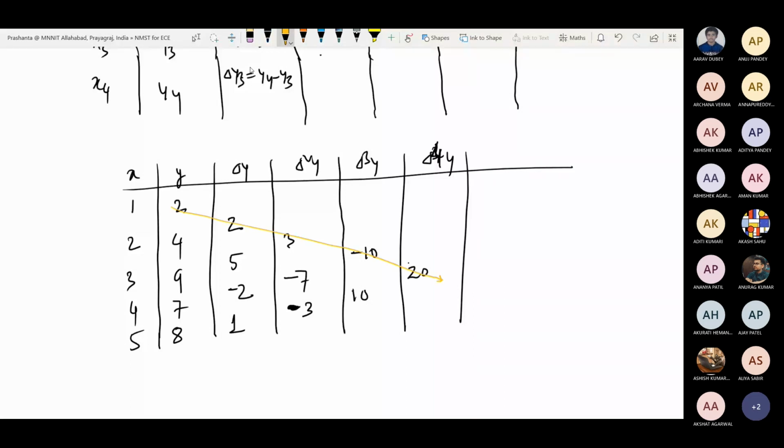In Newton's forward difference formula, you have to remember this forward diagonal. This is called the forward diagonal. Okay. So that diagonal will be used in Newton's forward difference formula. How? That will be discussed later.